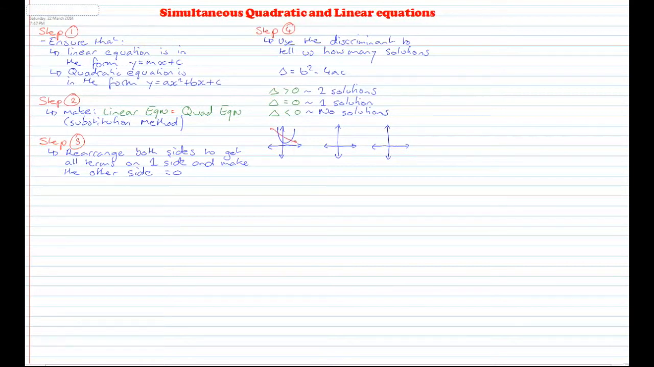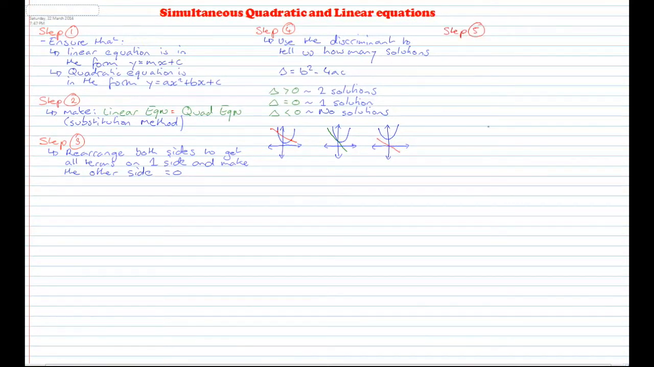So if the discriminant is greater than 0, it's going to intersect twice. And if the discriminant is equal to 0, well then the quadratic equation and the linear equation will intersect just once. That is, it's called a tangent. And of course, if the discriminant is less than 0, the quadratic equation and the linear equation will actually not touch at all. That is, you'll get something that looks like that.